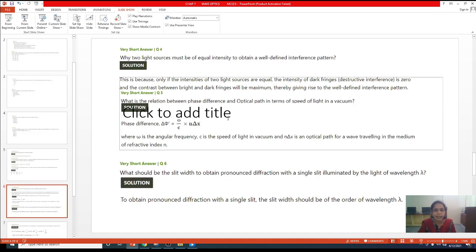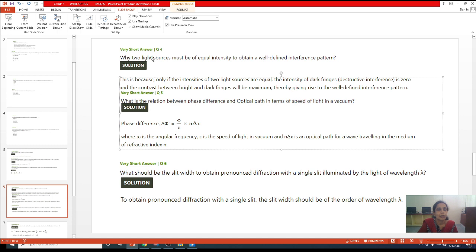Then next one, why must two light sources be of equal intensity to obtain a well-defined interference pattern? You know that there are some conditions to obtain a steady well-defined interference pattern. त्यामधली एक कंडिशन अशी आहे की two light sources must be of equal intensity.